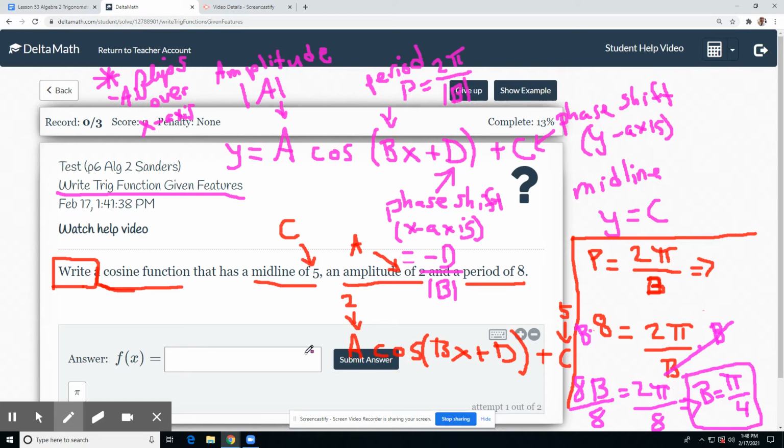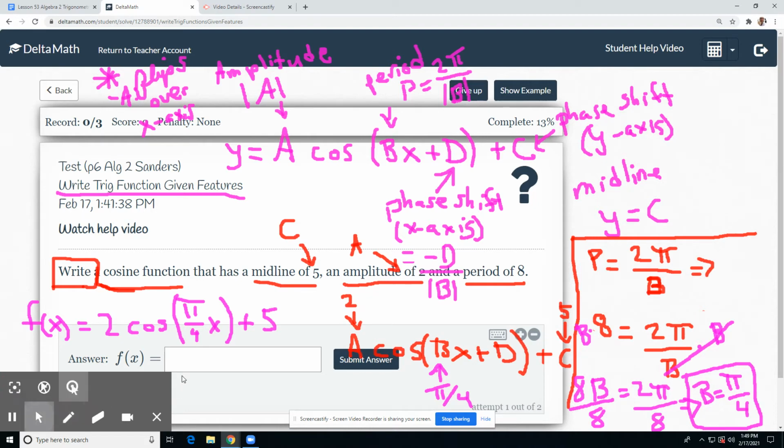All right, so let's just plug everything in. That's our B. We got pi over 4. All right, let's see how we did. So let's just rewrite it one last time. Our f of x function is equal to 2 cosine of pi over 4 x. There's no phase shift on the x-axis, so that would be a plus 0. We usually don't put plus 0. And then the last one, c is 5.